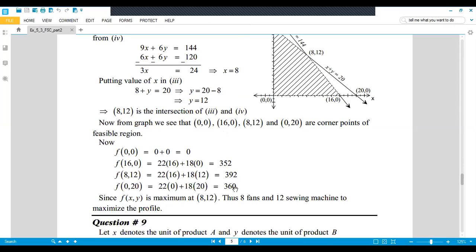We are going to find the maximum value. So which value is maximum among these? 392 is the maximum value, and this value we get from (8, 12). So since f(x, y) is maximum at (8, 12), thus 8 fans and 12 sewing machines to maximize the profit. It means that if he buys 8 fans and 12 sewing machines, he can maximize his profit.